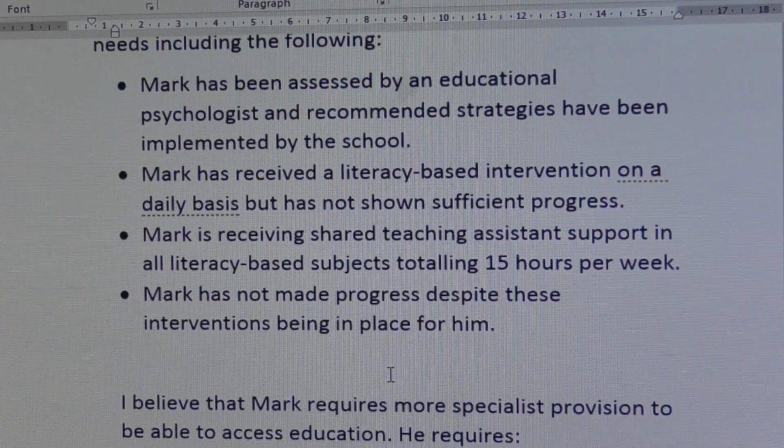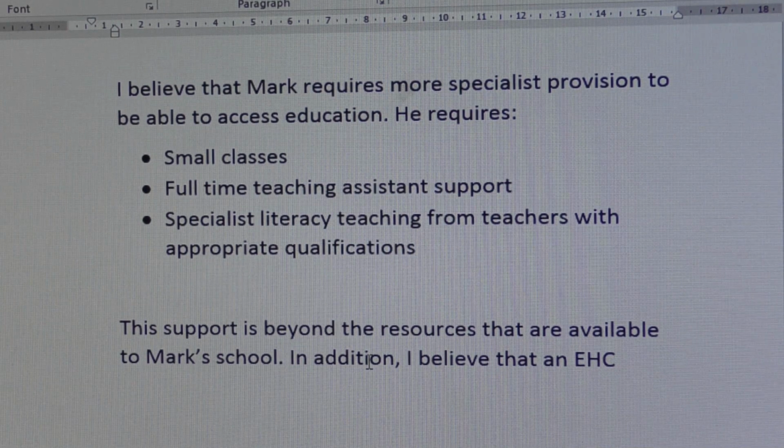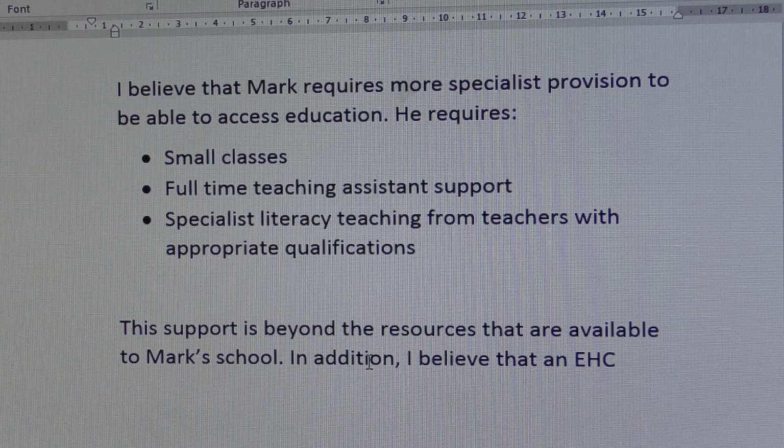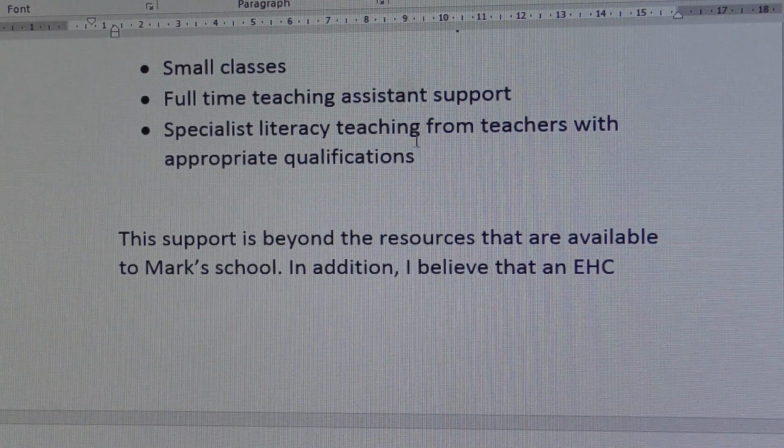And then we list at the bottom, finally, what support we think he needs. So what we're thinking about here, just to reiterate from an earlier video, the EHC plan comes into play because the school needs more resources than they have. And the EHC plan provides those additional resources. So we're going to actually say here, this is why I think Mark needs an assessment, because he needs more specialist provision, and that includes small classes, full-time teaching assistant support, and specialist literacy teaching from staff that have had appropriate training and qualifications. And we just put it straight, this support is beyond the resources that are available to Mark's school. And it's obvious.